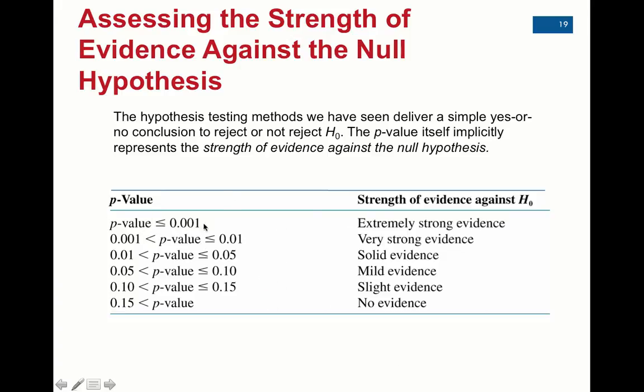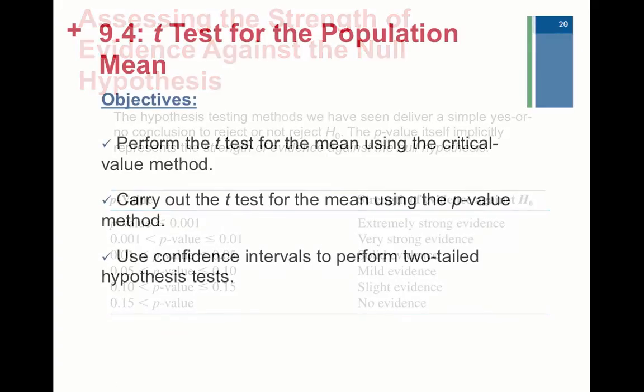And there's various values where if we have a p-value less than 1/1000th, we can consider that extremely strong evidence. Somewhere in here is very strong to solid to mild to slight. Once you get to slight evidence, it's above 0.10. Anything above 0.15 is really no evidence to speak of.